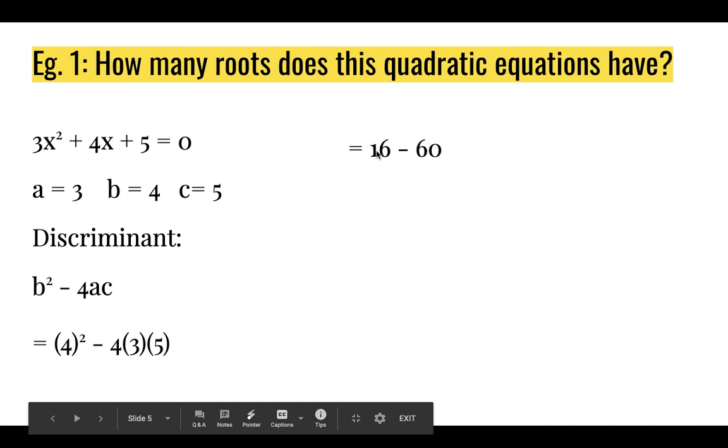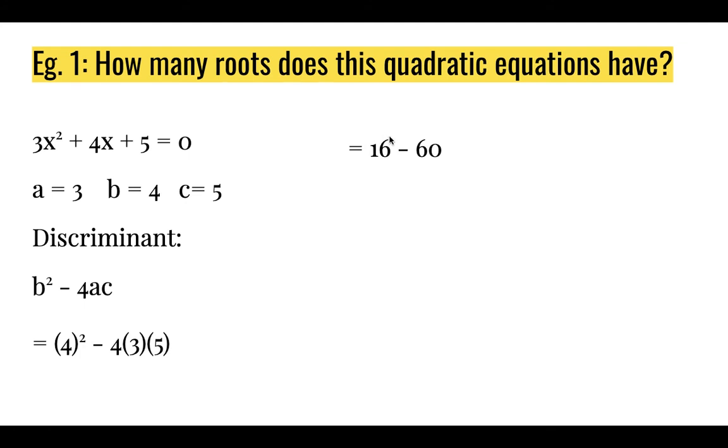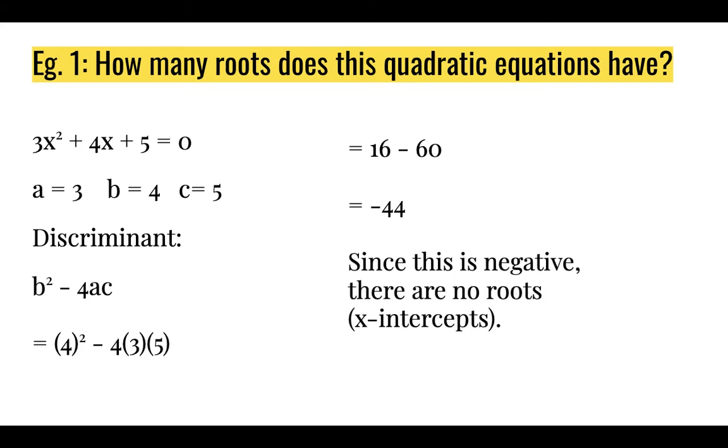And then the next step is to just combine these two numbers. So 16 minus 60 is negative 44. And because that's a negative number, that means there's no roots. You can absolutely check this in Desmos.